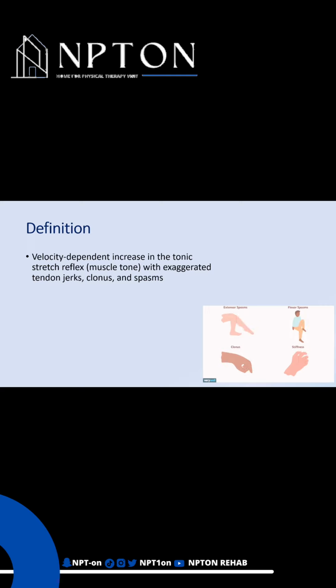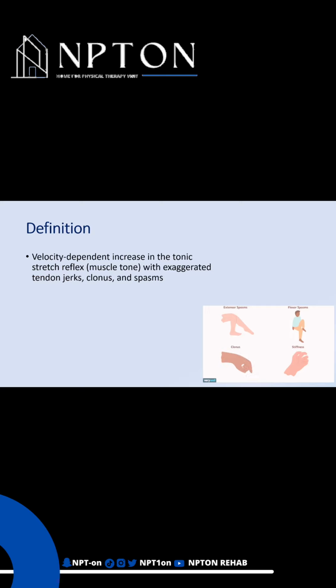ايش مقصود velocity dependent و velocity independent؟ velocity dependent معناه ان الspasticity تعتمد على السرعة. إذا سويت slow passive movement ما راح تظهر معك، بس إذا سويت fast passive movement راح تظهر معك الspasticity. الrigidity تظهر معك سواء في slow passive movement and fast passive movement.